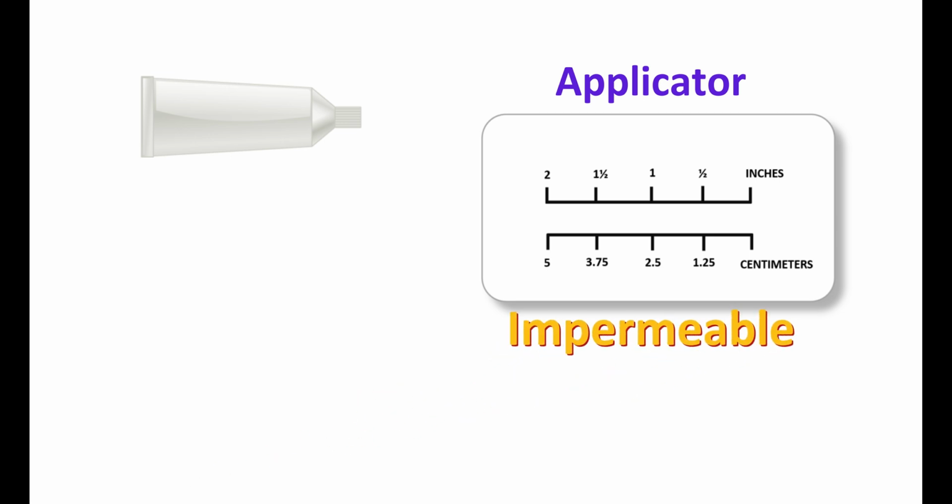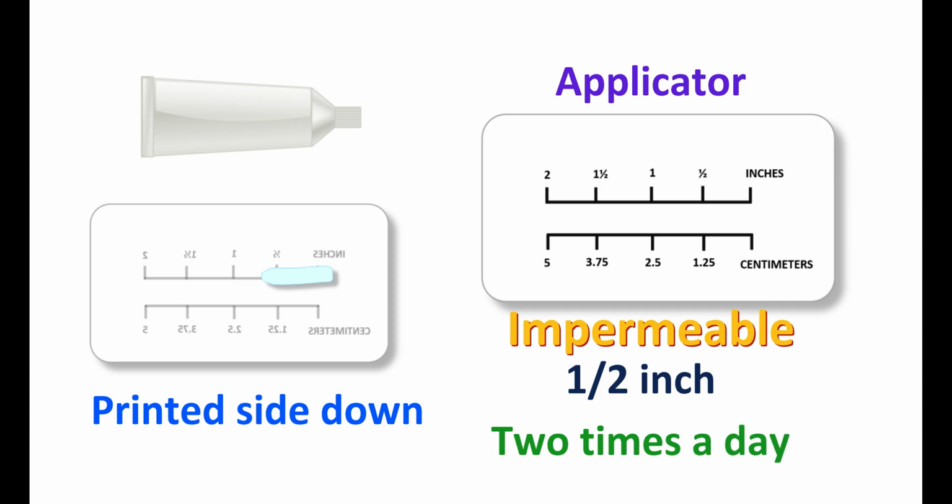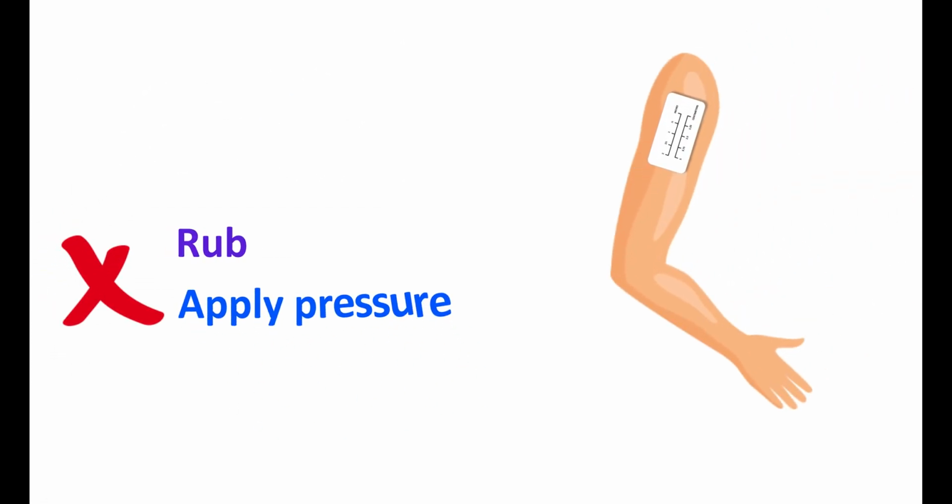You can put the paper applicator on a flat surface with the printed side down. Squeeze the ointment from the tube onto the applicator up to the mark of the length suggested. Normally, half an inch of ointment is applied 2 times a day. However, the dose may be variable based on the patient's conditions. Place the applicator on the skin and allow it to spread gently. Don't rub or apply pressure.